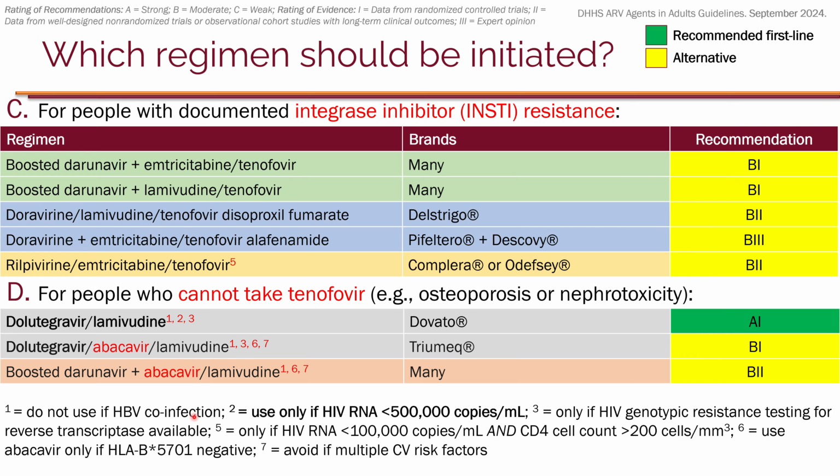So anything that has abacavir cannot be started, because patients who have HLA-B 5701 are very likely to have a hypersensitivity reaction that can be fatal. So Triumeq essentially is good for patients who should avoid tenofovir, but also have a viral load of greater than 500,000. So if they don't qualify for Dovato, then they can get Triumeq.